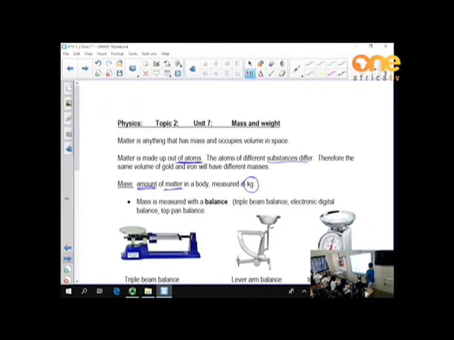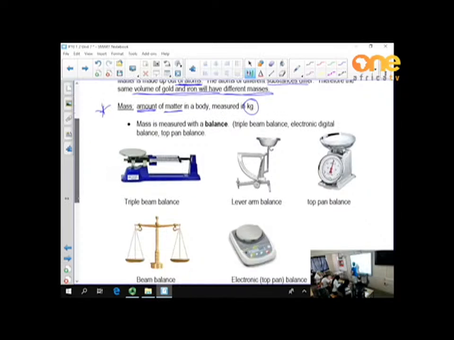All right? And therefore, we find that even though we have the same volume of a substance, if I have 1 cubic meter of a foamolite block, and I have 1 cubic meter of a block of wood, which one's going to be heavier? The wood. Even though they have the same volume, their masses can differ. So here we have the definition for mass, the amount of matter in a body.